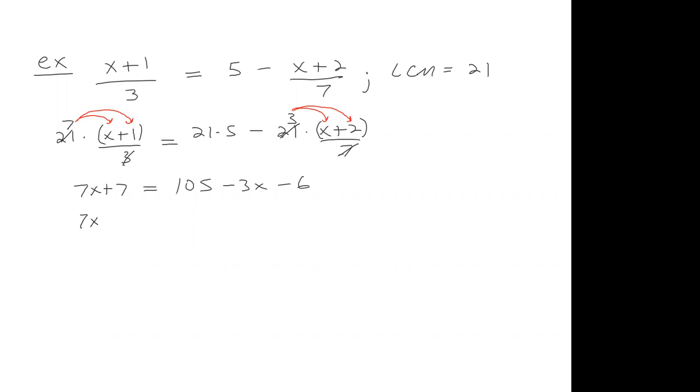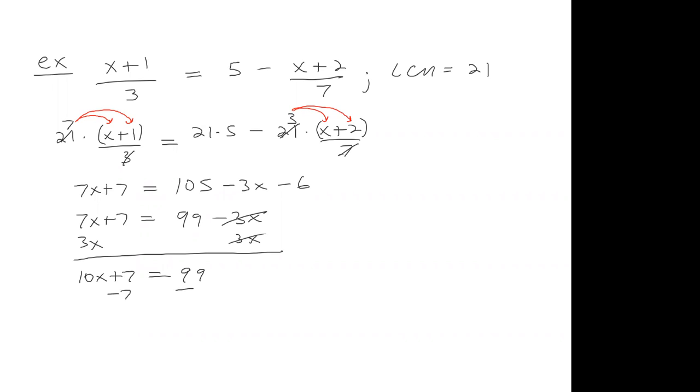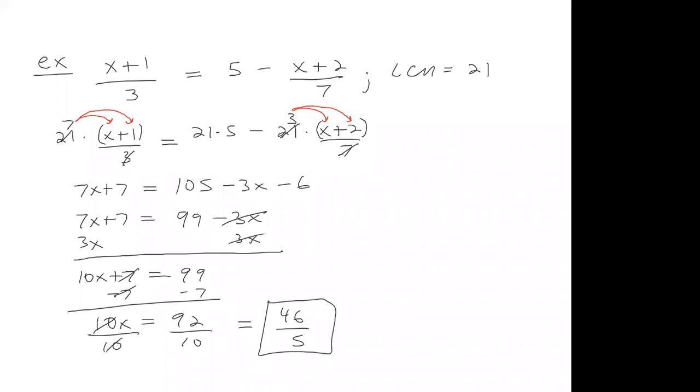So now I got 7x plus 7. I can combine the 105 and the minus 6 to get 99 minus 3x. I'm going to go ahead and add 3x to both sides here. That's going to give me 10x plus 7 equals 99. Subtracting the 7 from both sides, I get 10x equaling 92. Dividing both sides by 10, I get x equals 92 over 10, which is 46 over 5 if I reduce it, cutting the top and bottom in half.